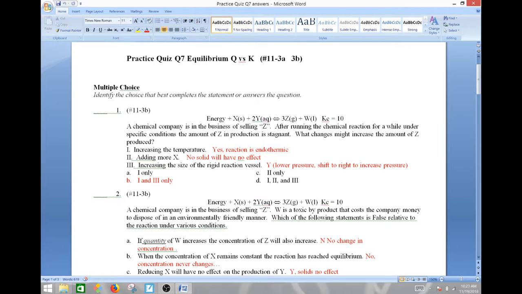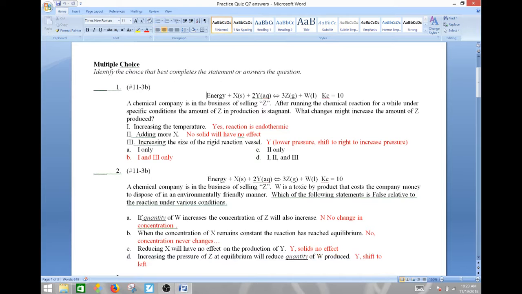All right, so we're producing Z, and I want to know what changes I could make that might increase the amount of Z that I'm getting. We're looking for a shift to the right in this situation. So increasing temperature, and the energy is on the left side, so correct, I'll shift to the right. That is correct.